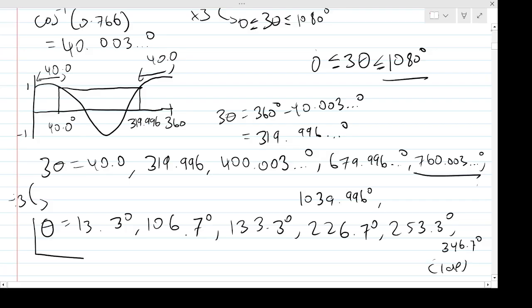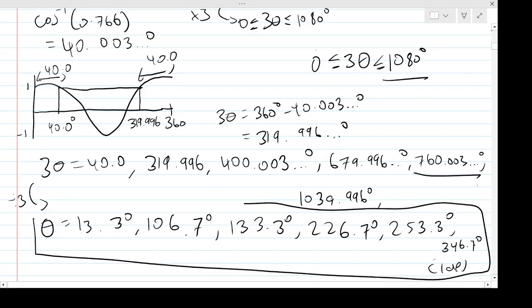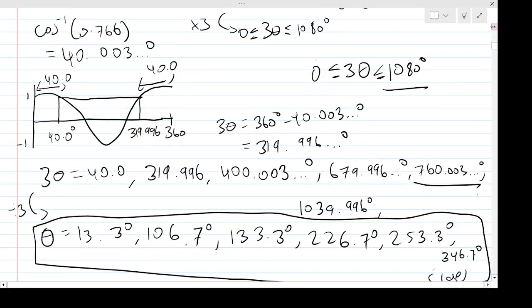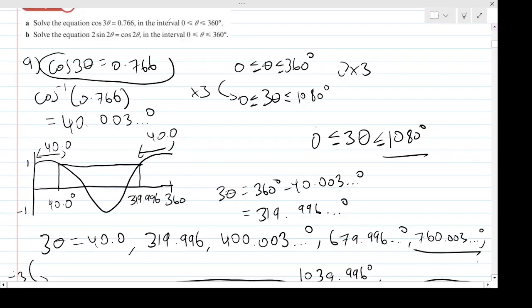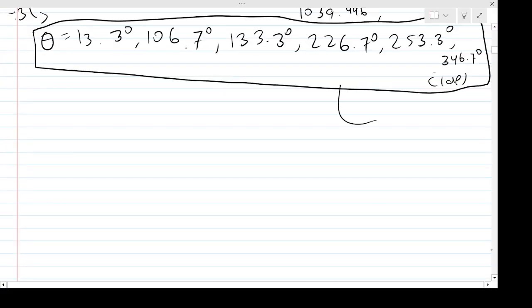So in the end, those are all the values of theta. There we are. So those are all the angles. So solutions for theta, not 3 theta, but for theta that solve this equation when we have cos of 3 lots of theta is 0.766. And that makes sense because if you look, our original interval was for theta to be between 0 and 360. Well, there we are then. All our values are indeed between 0 and 360 for theta there. So our solution makes sense.